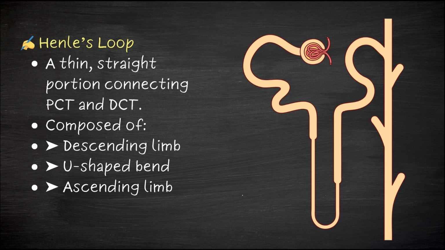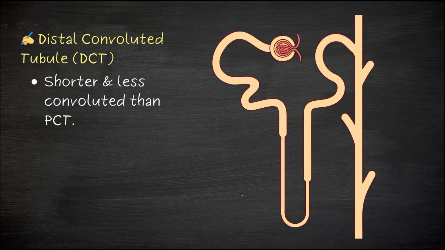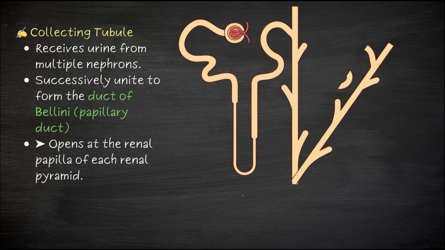Henle's loop, a thin straight portion connecting the PCT and DCT. So you can see that it is composed of a descending limb. This is the descending limb of the Henle's loop. This is the U-shaped bend, and this is the ascending limb of the Henle's loop. And this part is the DCT, short and less convoluted than the PCT. Then the straight tube.